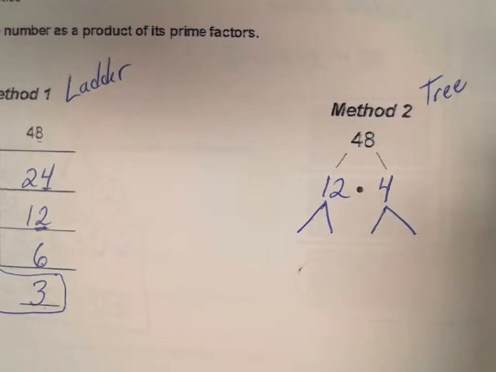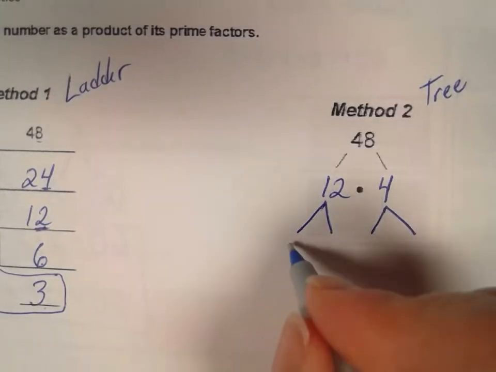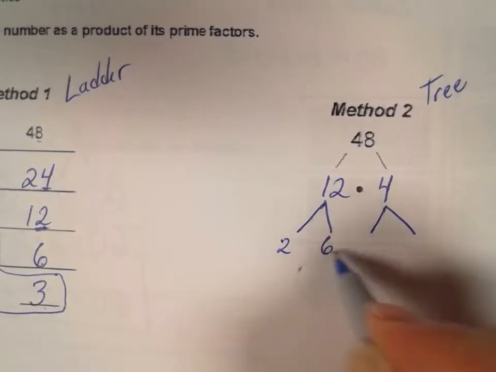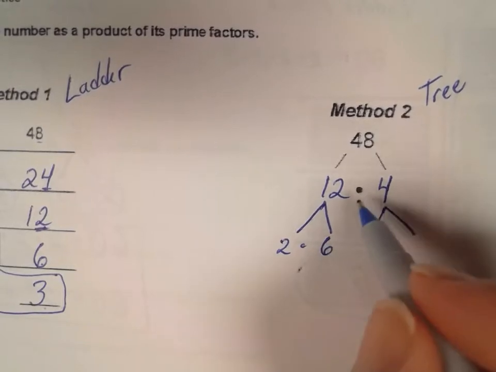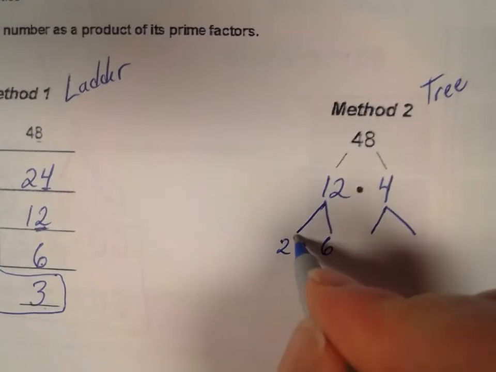4 is composite too. I need to branch it into 2 parts or 2 factors. And I'm trying to get to prime factors here. So I know that 12 is even. 2 should work. 2 times 6 is good. Notice that Math and Focus uses this multiplication dot for you. If you like to put that there, you can. Well, 2 is prime, circle it.